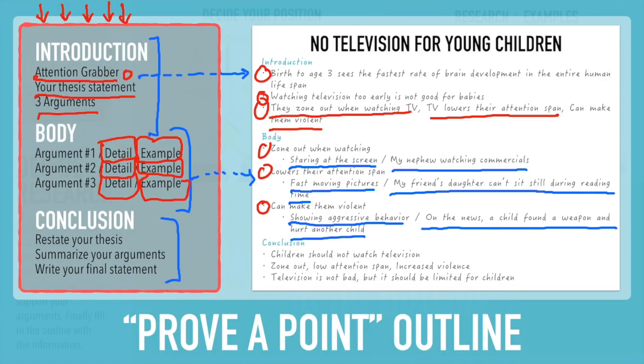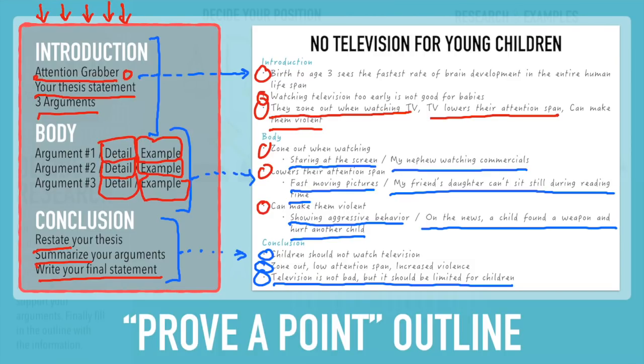All right, and finally, now for the conclusion section. So what happens? I need to restate, summarize, and write my final statement. So restate, children should not watch television. And summarize, zone out, low attention span, increased violence. And final statement, television is not bad, but it should be limited for children. All right, so I've filled out the outline for the prove a point essay style, and now I can write my essay based on this outline.